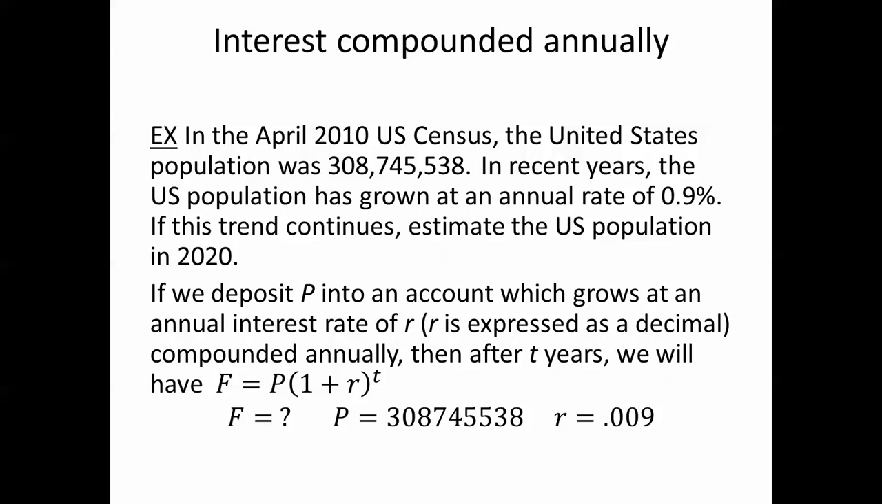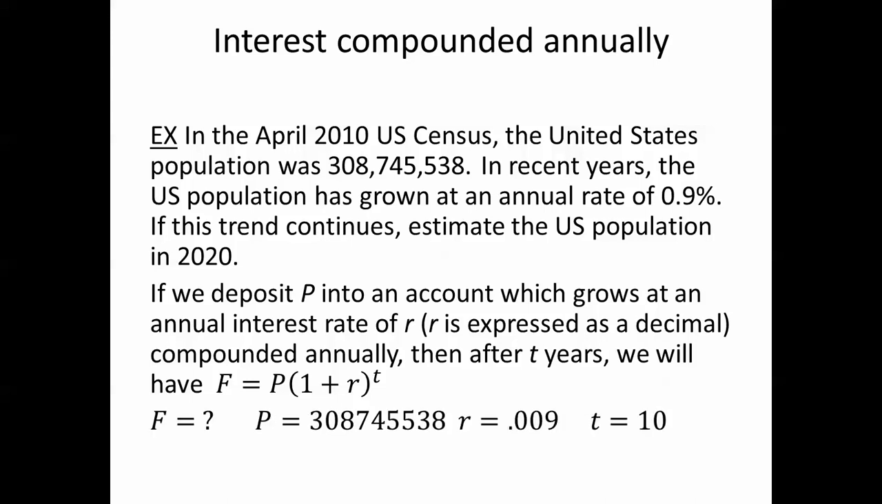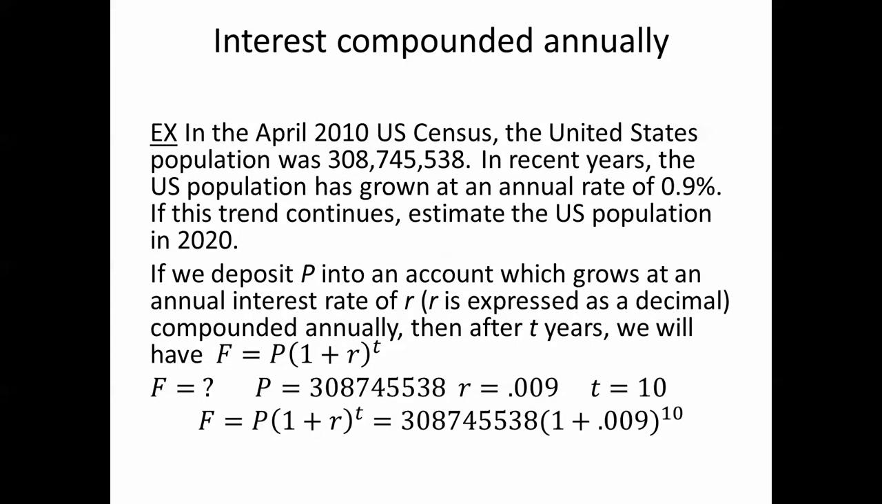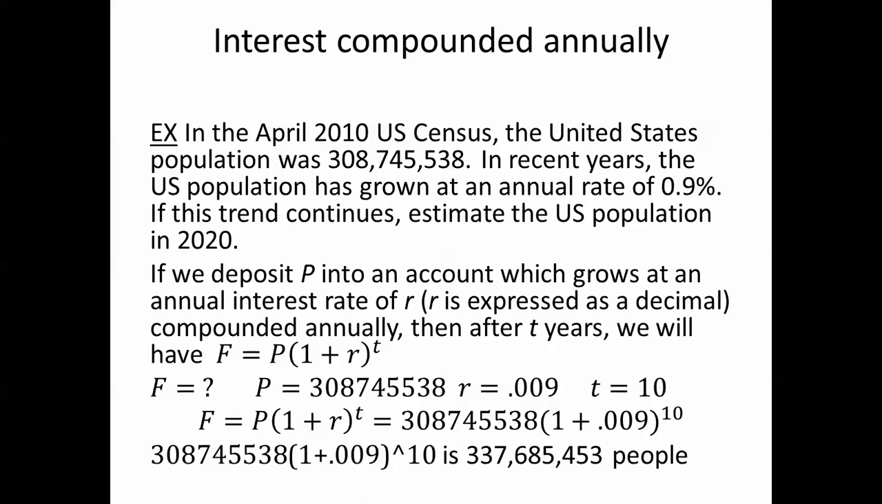Now be careful. An interest rate of 0.9%, when expressed as a decimal, is 0.009. Again, when you take an interest rate expressed as a percent and express it as a decimal, you move the decimal point over 2 spots. So we end up with 0.009. And T is 10. Plug everything in. We get 308,745,538 times (1 plus 0.009) to the 10th. And that turns out to be 337,685,453 people.